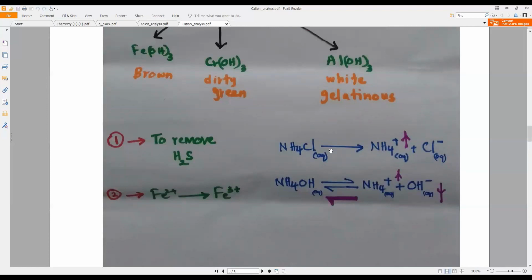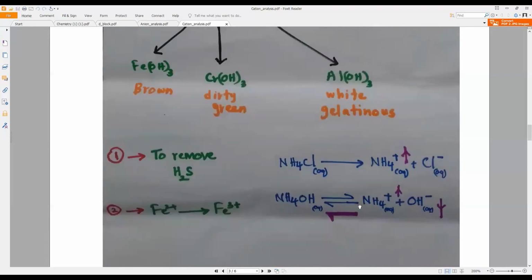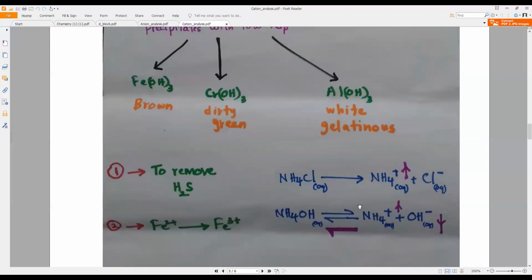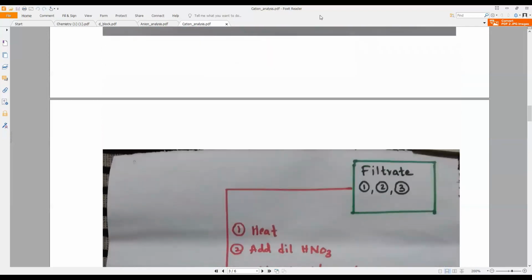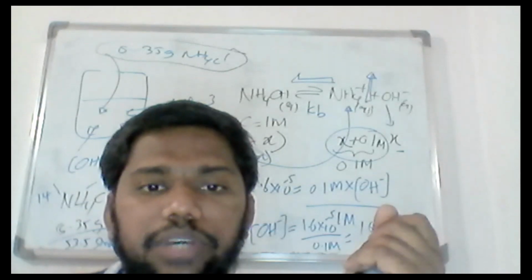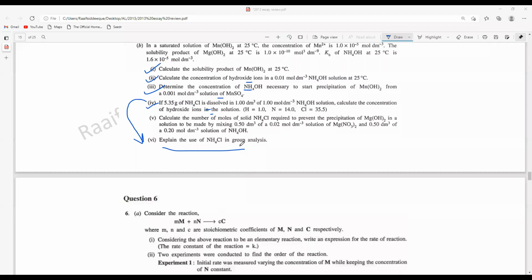See, ammonium chloride dissociates to give NH4+. So when the NH4+ concentration increases, the OH- concentration decreases because the equilibrium shifts towards the left-hand side. I am telling you again and again, go through this and you can understand. So what is the use here? The question asks, what is the usage of ammonium chloride in group analysis? The use of ammonium chloride in group analysis is to decrease the concentration of OH- in group 3 to avoid the precipitation of magnesium ions as magnesium hydroxide. That is the main use.